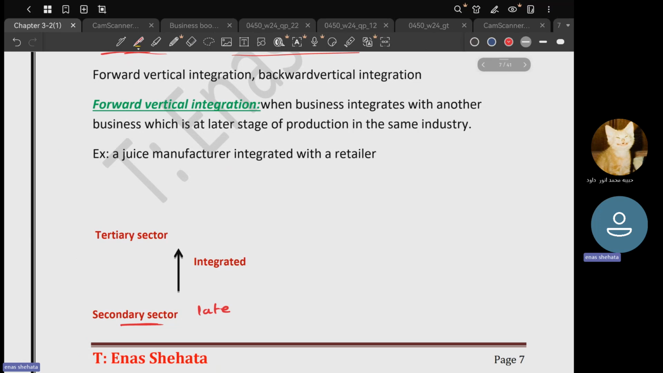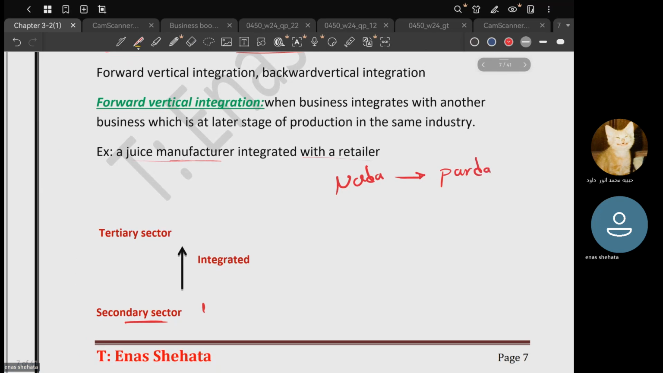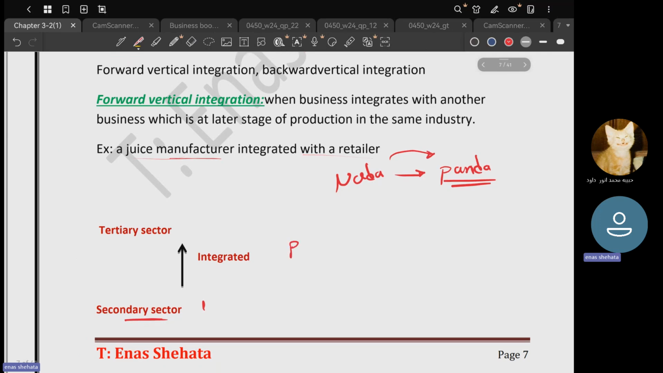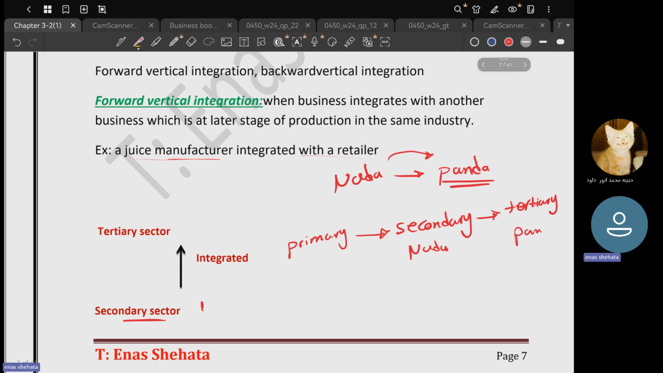So when a business integrates with another business at a later stage of production in the same industry, like a juice manufacturer integrated with a retailer. Let's say Nada, the juice manufacturer, takes over a retailer, takes over Panda. This is my retailer, the place that I will sell my product in. We said we have primary, then secondary, then tertiary. Where is Nada? Here. It will take over Panda. Where is Panda? Here. So am I going forward or backward? No, I'm going forward. So I'm taking over a business that sells my product and that I will sell my product in.